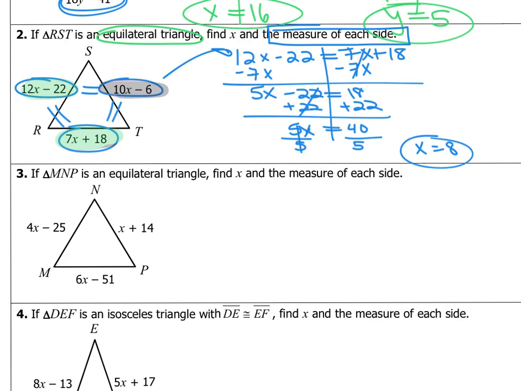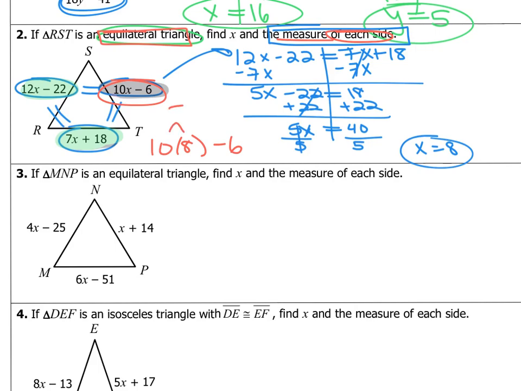Now, the last part says find the measure of each side. Now, you should only need to plug into one of these because all the sides are going to be the same because it's an equilateral triangle. So I'm just going to plug in for whichever one I feel like plugging in for. Maybe I'll plug in here. That looks like easy math. I have 10 times 8 minus 6.